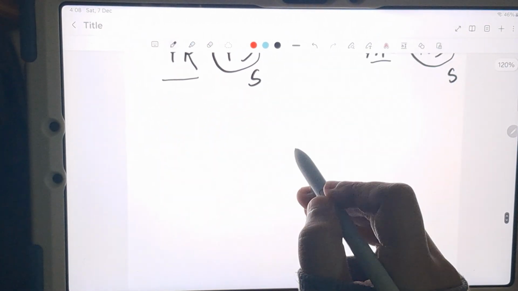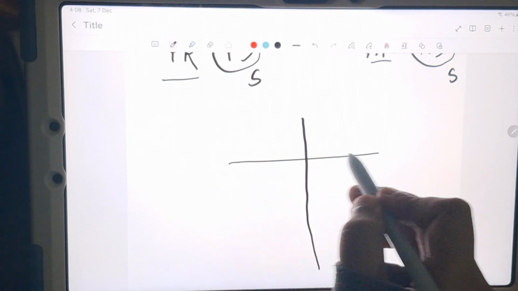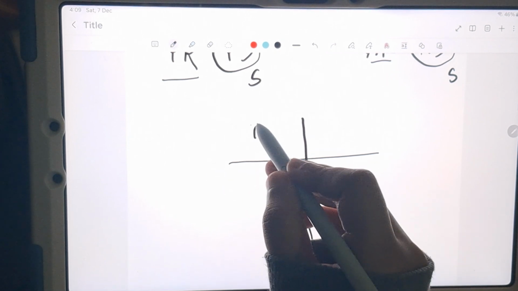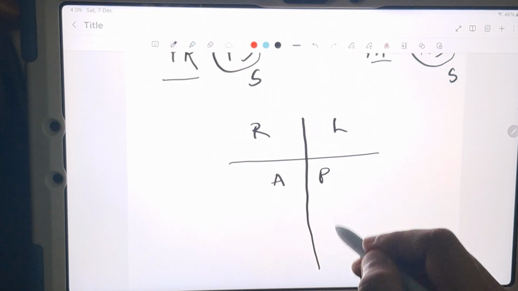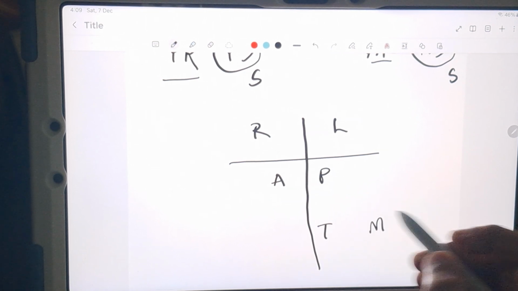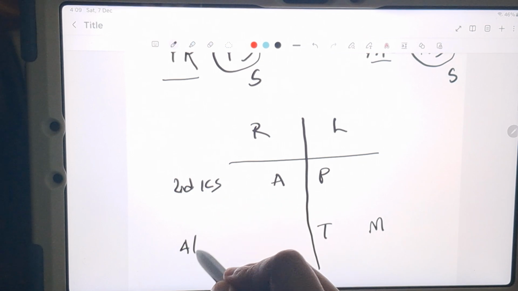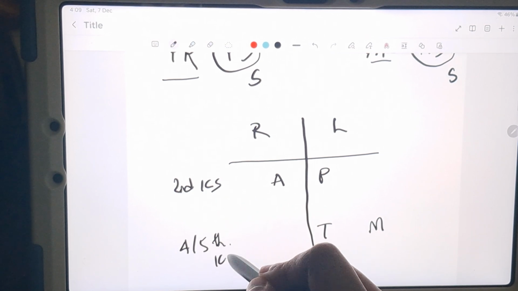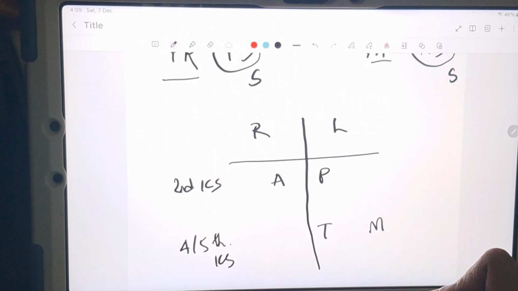As for the localization, you need one simple diagram. This is the sternal area, right side, left side. Just draw these A, P, T, and M. Second intercostal space, fourth or fifth intercostal space. This is the aortic area, pulmonary, tricuspid, and mitral.